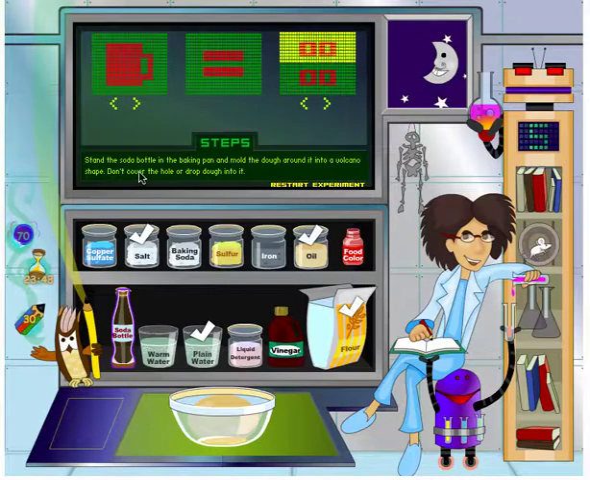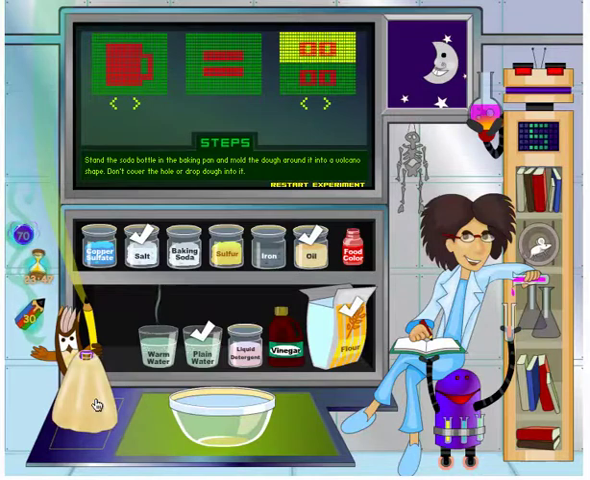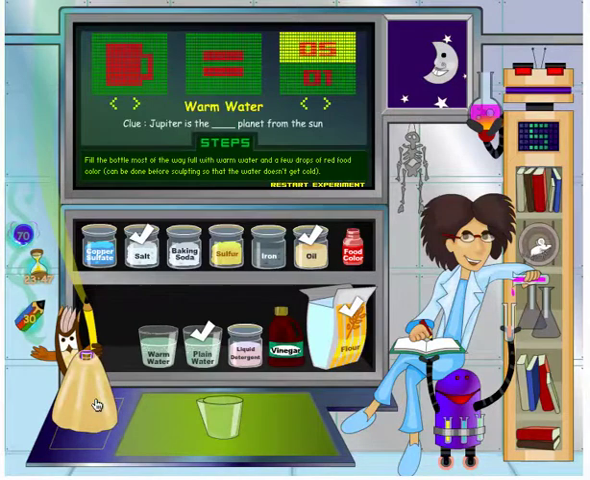It says stand the soda bottle in the baking pan and mold the dough around it into a volcano shape. Don't cover the hole or drop dough into it. So I put the soda bottle, I want to drag it here. And then I'm going to drag my mixture to the soda bottle and just release. Now I have to make it erupt. It said fill the bottle most of the way full with warm water and a few drops of red food color. So Jupiter is the 5th planet, so I need 5 cups of warm water. Again, it's going to take a little while.